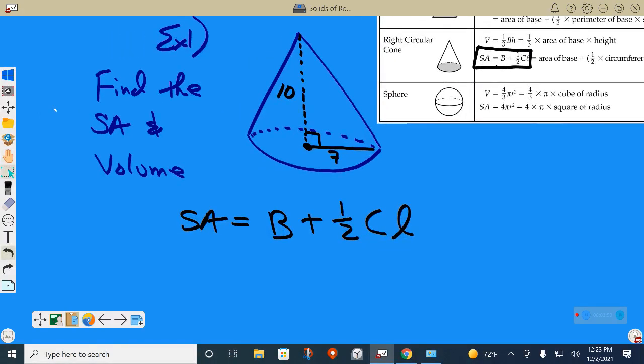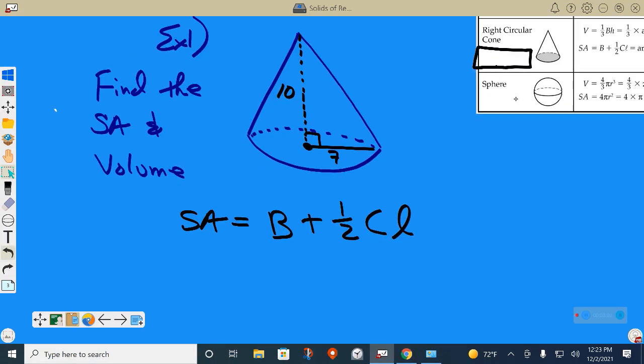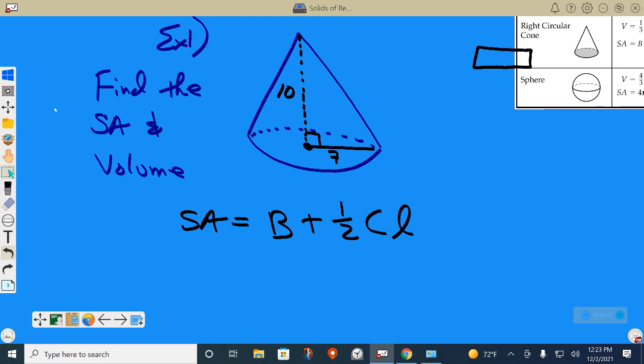Now, what is the slant height, you ask? Well, that's the height right there, the 10, because it's 90 degrees with the base. So I know 10 is the height, but slant height is this. That's slant height. I'm gonna put a cursive L. Will they give us the slant height, or we gotta find it? We gotta find that puppy.